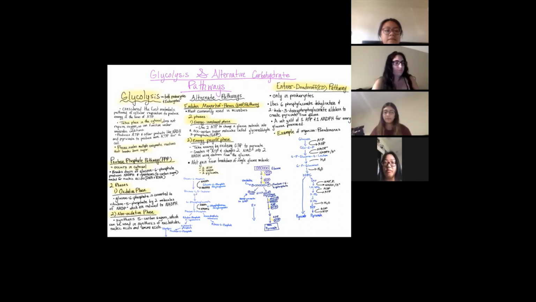A net yield of 1 ATP and 1 NADPH for every glucose processed. An example of an organism that uses this pathway is Pseudomonas.